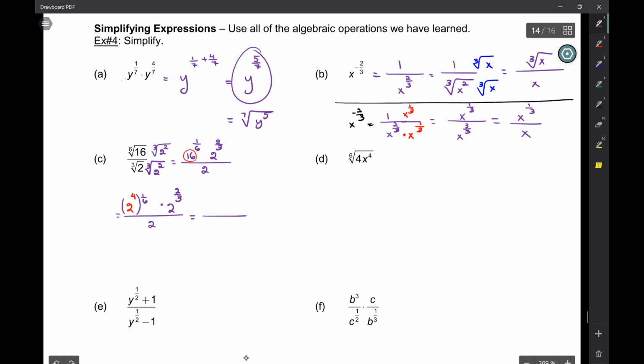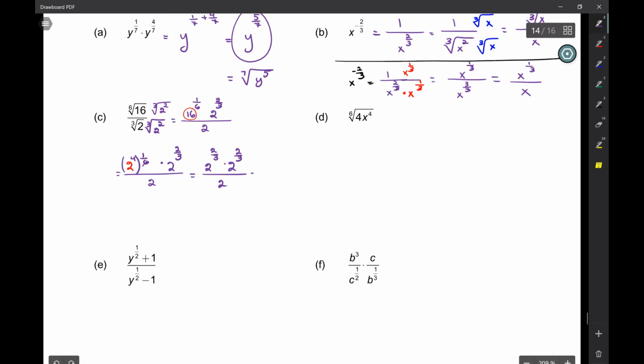How much is the 4 and the 1/6 going to give me? This is 4 over 1. So that's 2 to the power of 2/3 times 2 to the power of 2/3 over 2. Is that right? Is it? Okay, let's think about that. So now I have 2 to the 4/3 over 2. Right? Okay, so what happens there?